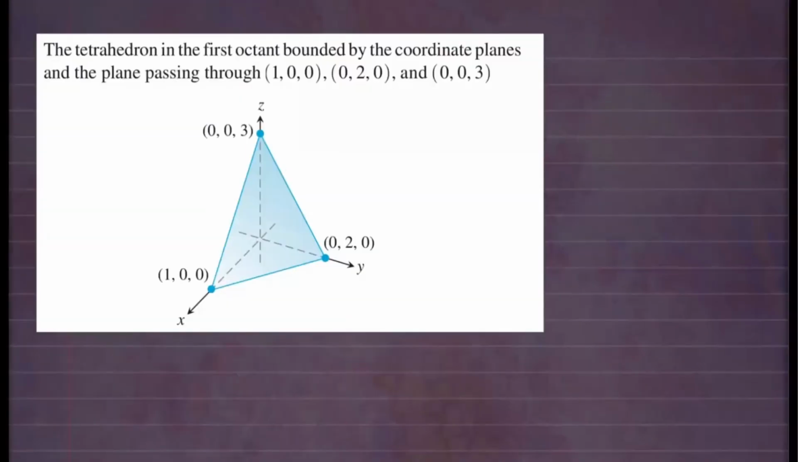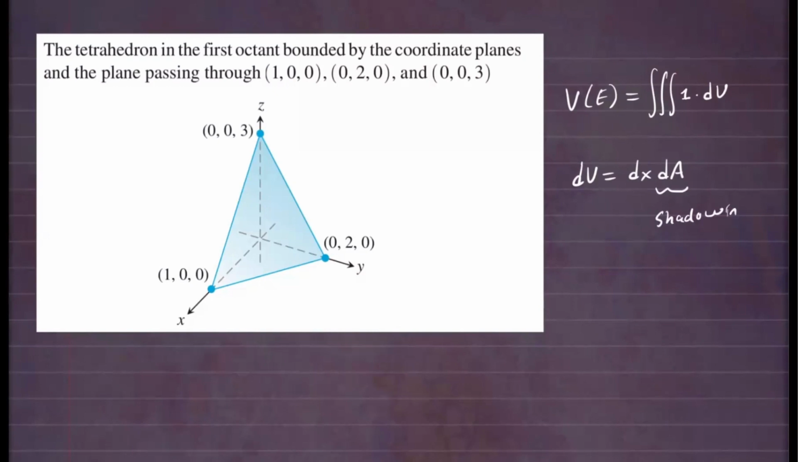Now let's take a look at the same problem again, and we're going to set up the volume in a different order of integration. Let's say our volume of solid E is this triple integral of 1 dV. Now let's say that we want to do dx first and then dA, where dA will be the shadow projected onto the YZ plane. So this will be determined by looking at the shadow in the YZ plane. So that's what we're going to do, so that way you get to practice a little bit of how all of these are set up.